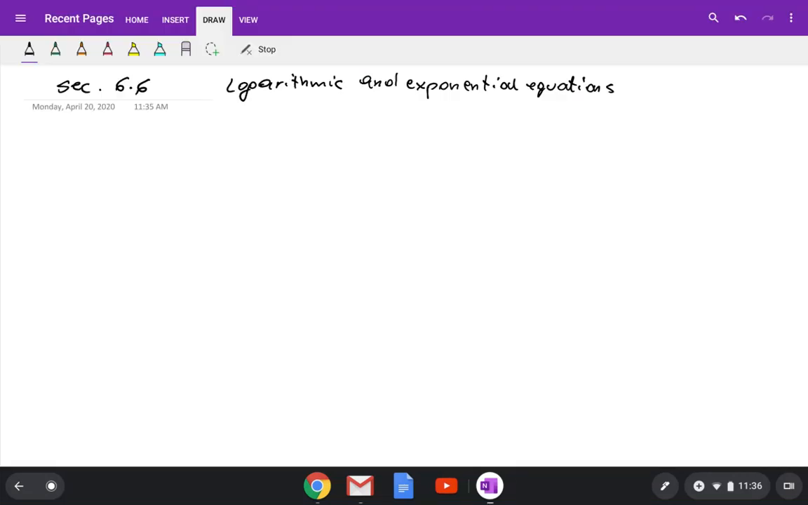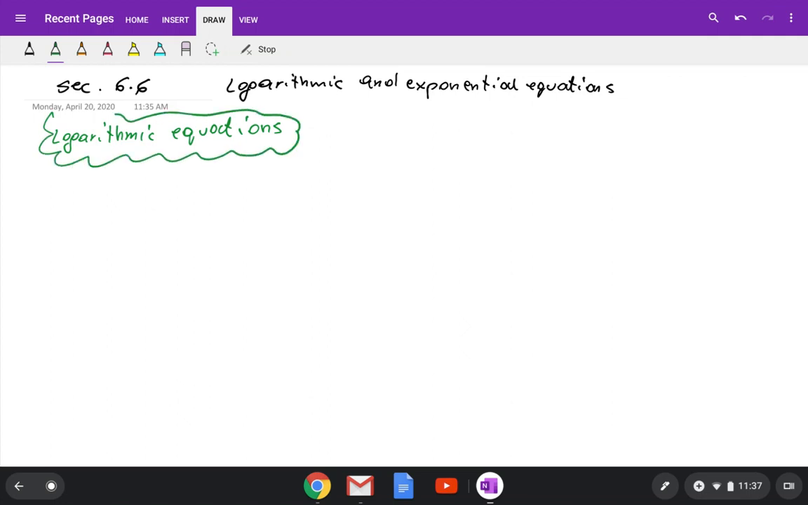Okay, hello guys. This is section 6.6, logarithmic and exponential equations. Let's just start with logarithmic equations. So what we're going to do in this section is solve more logarithmic equations and exponential equations. We're going to start with logarithmic equations.